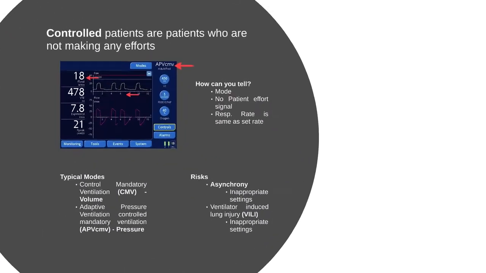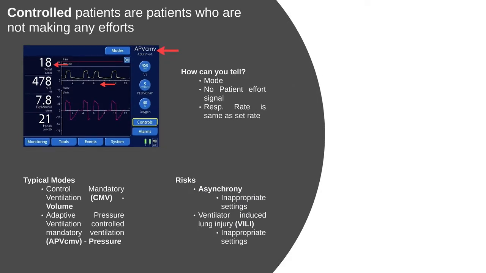If you are in a controlled mode, you can take a look at, again, the top right side of your screen. It will be written there. And keep note that you now do not have those little triangles that show patient efforts.